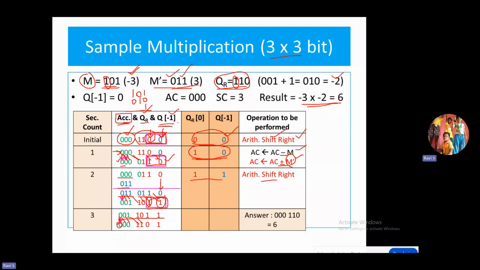Because it is a 3-bit multiplication, we perform the operations for only 3 cycles. First cycle, only shift right. Second cycle, subtraction followed by shift right. Third cycle, shift right. Finally, whatever value we have in the accumulator and the multiplier is nothing but our answer. So here it is 6. The product of -3 and -2 is equal to 6. We have arrived at the result. So this is only a sample multiplication process in order to understand the Booth algorithm.